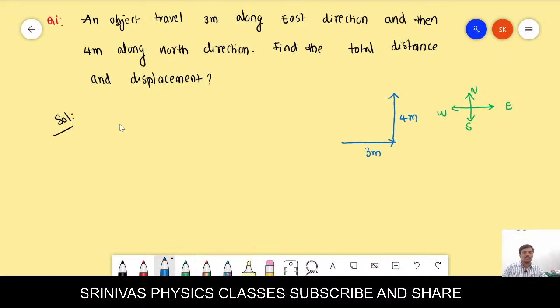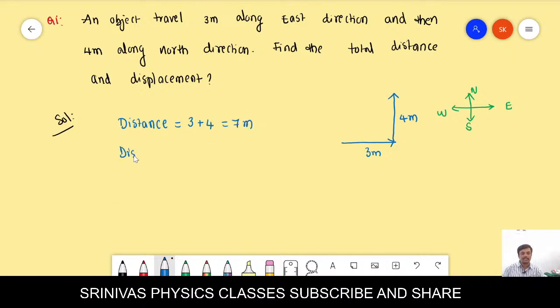Then what are they asking? They are asking the distance and displacement. Can anyone write the solution in the chat box? What is the distance and what is the displacement? Distance is the length of the actual path. Actual path is 3 meter east, east means right side, and 4 meter north. Distance is very simple to find out: that is 3 plus 4, 7 meters is the distance.